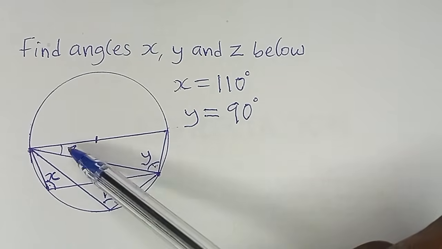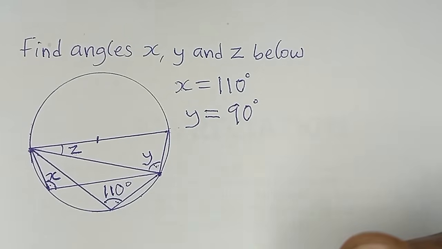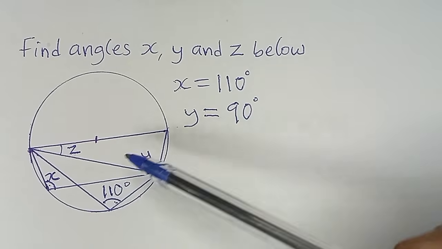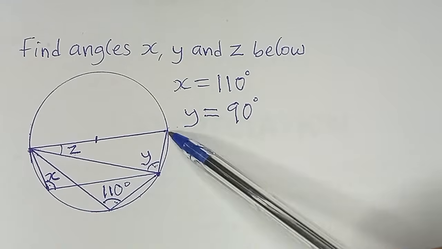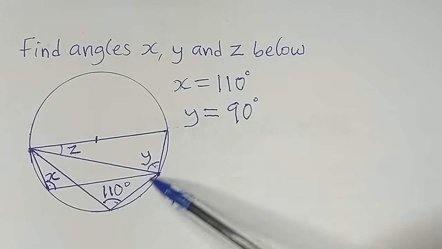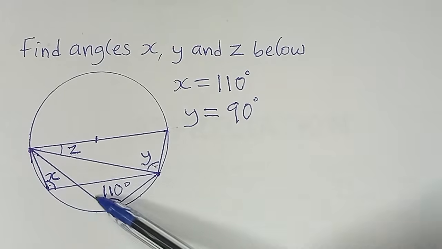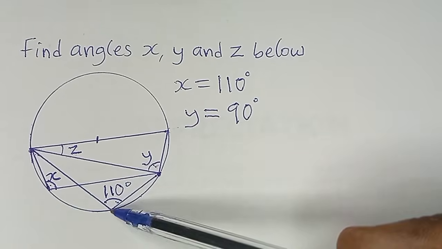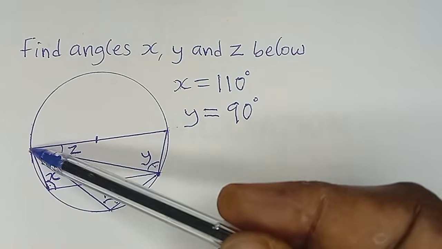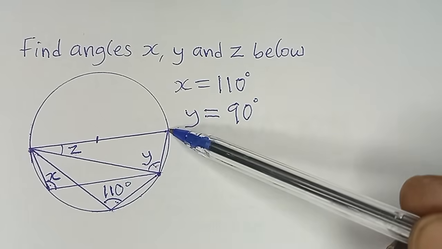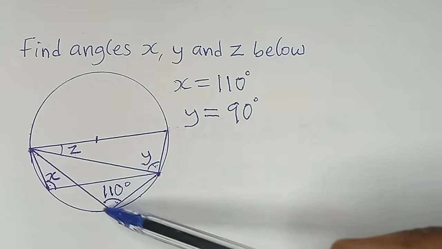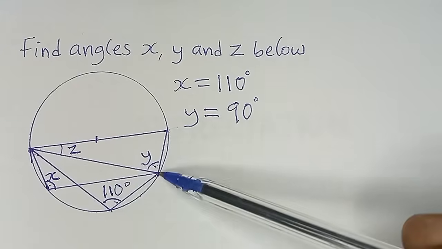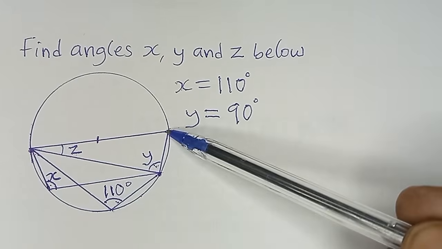Now, let's move on to the last angle Z. We obtain angle Z by first looking at this four-sided figure. A four-sided figure is a quadrilateral. When all the edges of that quadrilateral lie on the circumference of a circle, we call that quadrilateral a cyclic quadrilateral. So this quadrilateral is a cyclic quadrilateral, meaning all its edges are on the circumference of the circle.